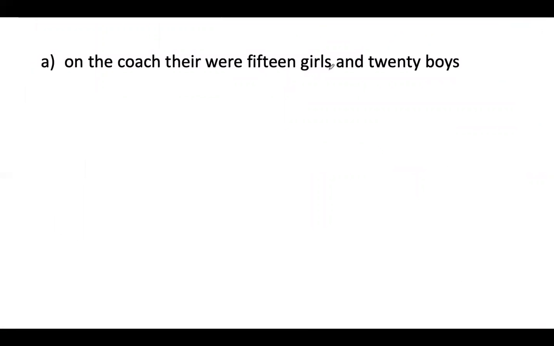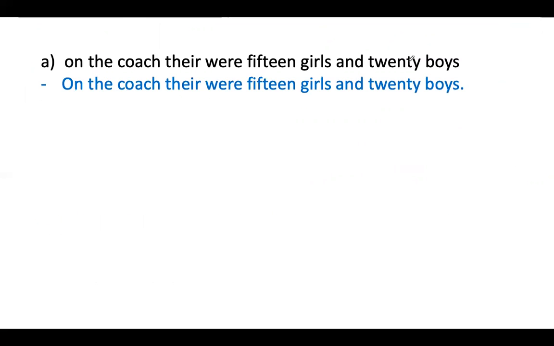On the coach there were 15 girls and 20 boys. Let's just punctuate it. On the coach there were 15 girls and 20 boys. What we have done, we have made the O capital because it is the first letter, and we have put full stop at the end. Okay, now what we have to do, we have to underline the singular noun. On the coach, coach is singular, so let's just underline it. There were 15 girls, girls. Now this is plural, so we'll just circle it. And 20 boys. Now boys is again plural, so let's just circle it.